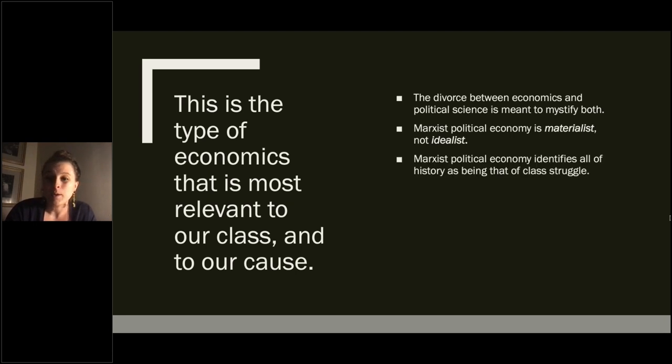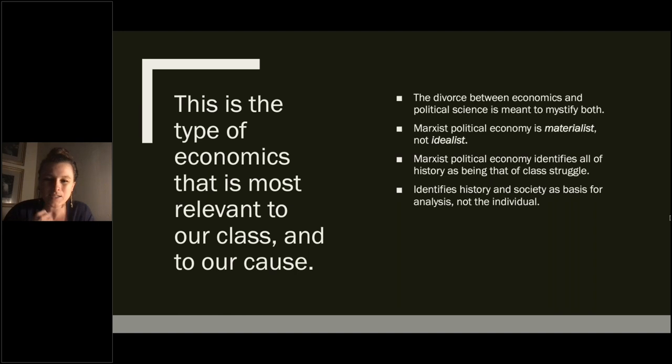For the reading, it was the Communist Manifesto, the introduction and the first two chapters. It opens with this salvo of saying that all of history is about that of class struggle. And as we look around the world today, we can definitely see that there is a lot of struggle going on around class. And so again, this is going to be extremely relevant to folks.